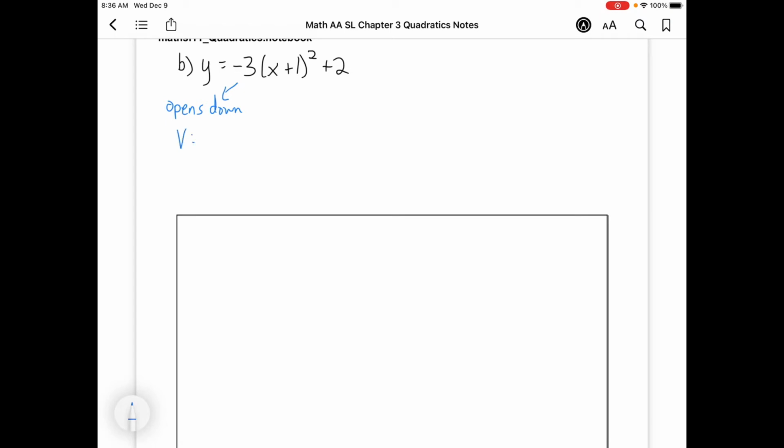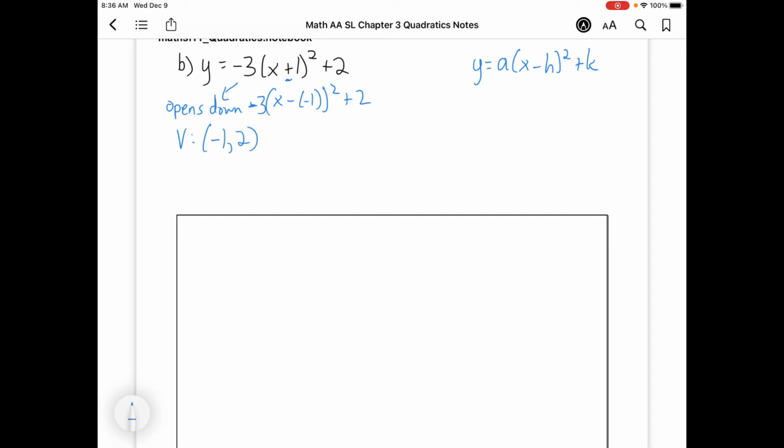Now remember, what we were given was some form like this, a(x minus h) all squared plus k. This, unfortunately, has a plus. But a plus just means x minus negative 1 all squared plus 2. And a negative 3 up front. So the vertex is going to be at negative 1, 2.